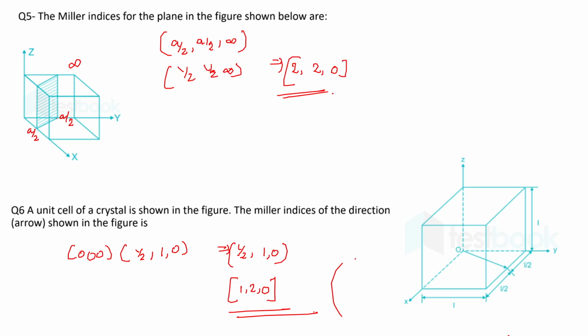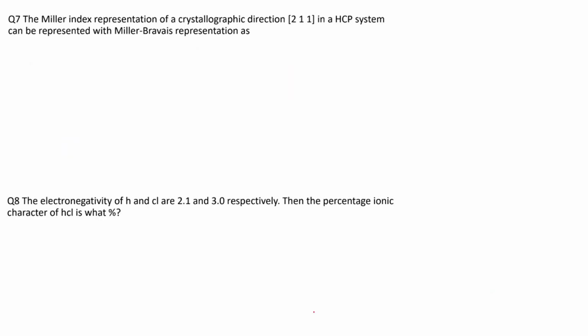Now let us go to the other problem. So till now we have discussed normal cubics. Now see this question: the Miller indices representation of a crystallographic direction 211 in the HCP crystal system. HCP crystal system means how does it look?